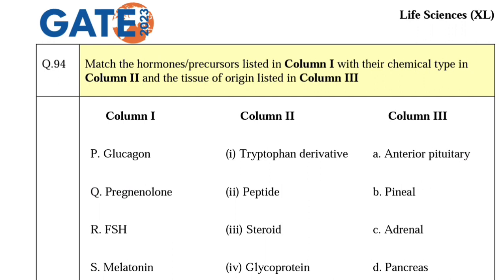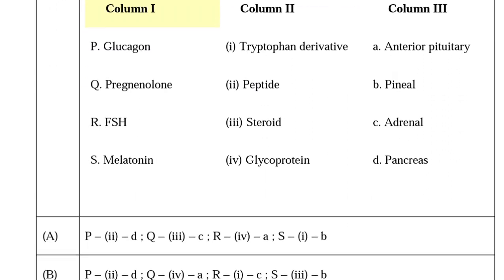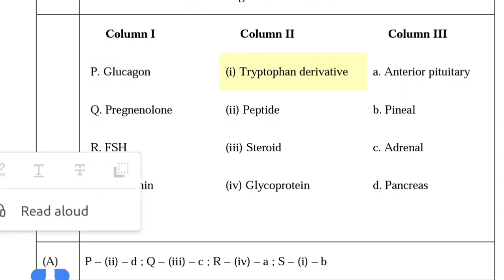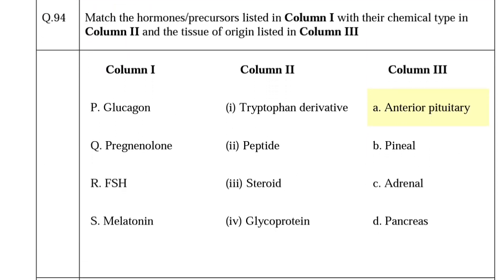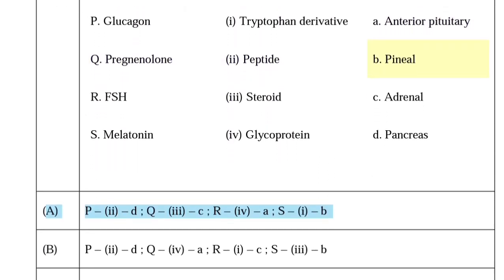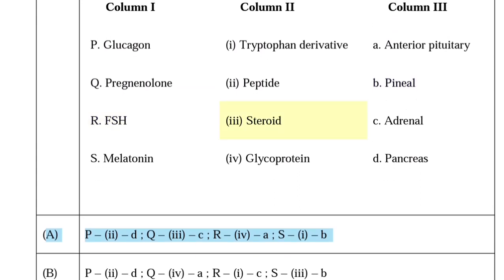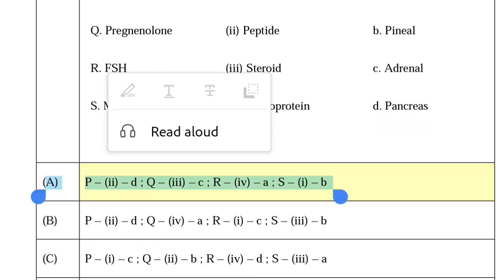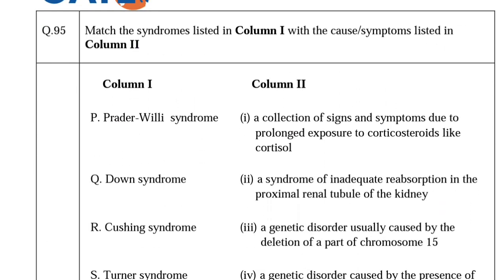Q.94. Match the hormones and precursors listed in column 1 with the chemical type in column 2 and the tissue of origin listed in column 3. Column 1: P. Glucagon, Q. Pregnenolone, R. FSH, S. Melatonin. Column 2: I. Tryptophan derivative, II. Peptide, III. Steroid, IV. Glycoprotein. Column 3: A. Anterior pituitary, B. Pineal, C. Adrenal, D. Pancreas.